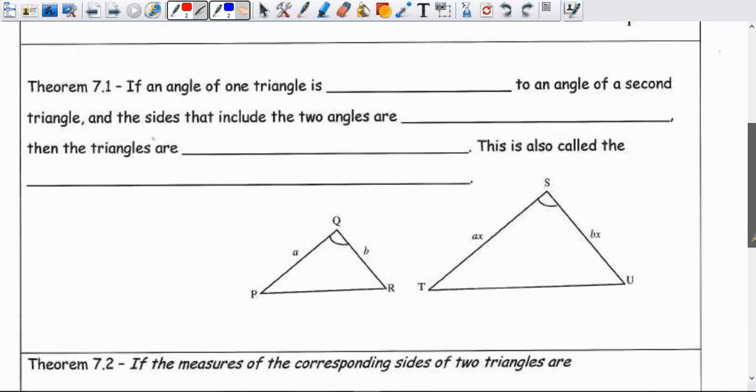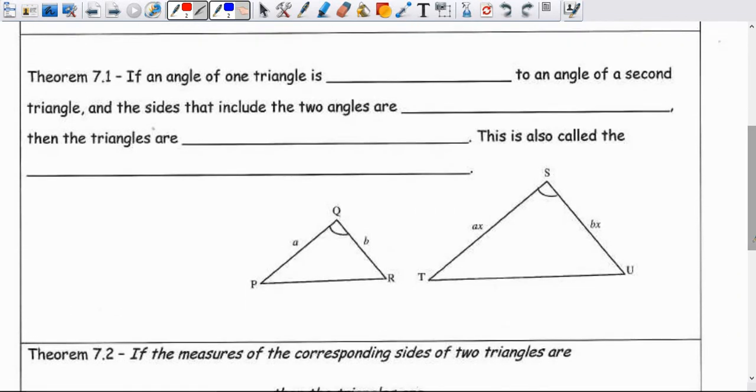All right, for the next one, if an angle of one triangle is congruent to an angle of a second triangle, and the sides that include the two angles are proportional, then the triangles are similar. All right? Now, this is what we're going to call side-angle-side similarity.